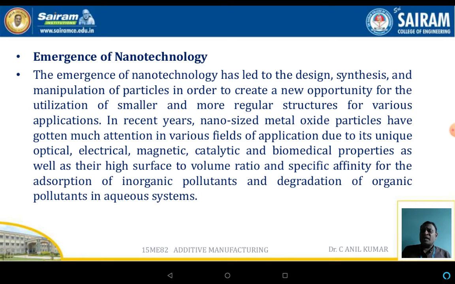The emergence of nanotechnology has led to the design, synthesis, as well as manipulation of particles in order to create new opportunities for the utilization of smaller and more regularly structured materials. In recent years, nano-sized metal oxide particles have got much attention in various fields of application than that of the micro. The best examples are optical, electrical, magnetic, and catalytic, and also even biomedical properties, as well as their high surface to volume ratio and specific affinity for absorption of inorganic pollutants and degradation of organic pollutants in aqueous systems.